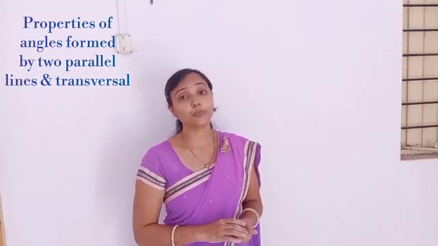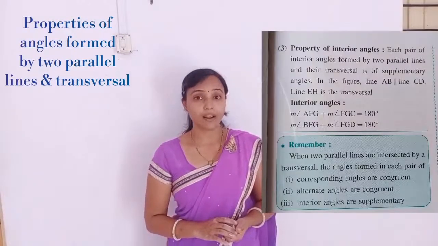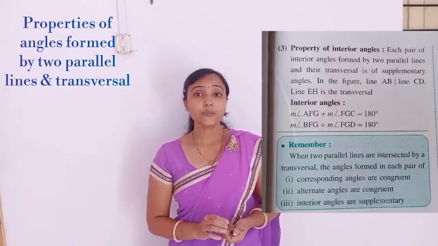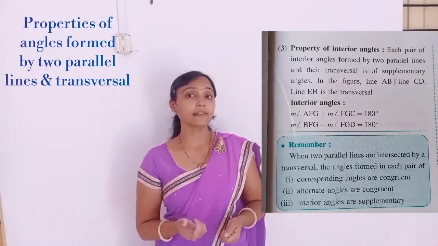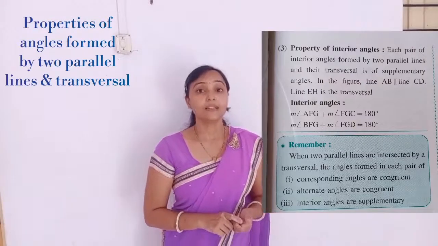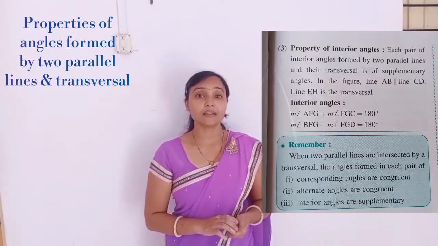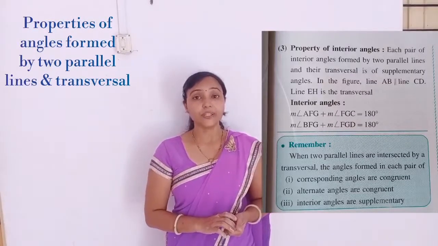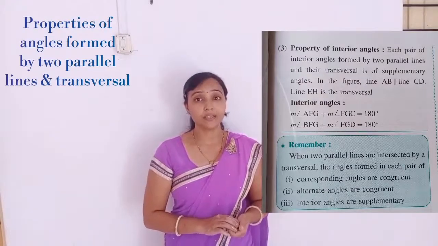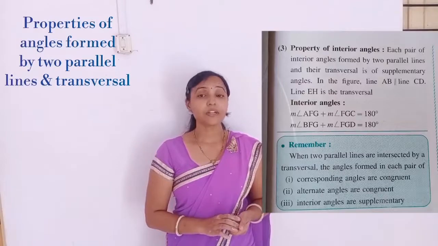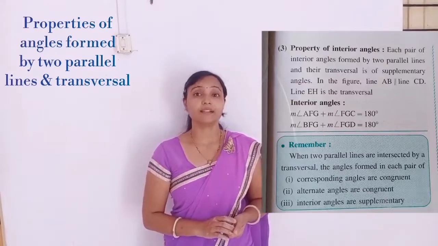Now the third property is of interior angles. When each pair of interior angles is formed by the parallel lines and transversal, then these interior angles are supplementary. Means the sum of interior angles is 180 degrees. This is our third property of interior angles.